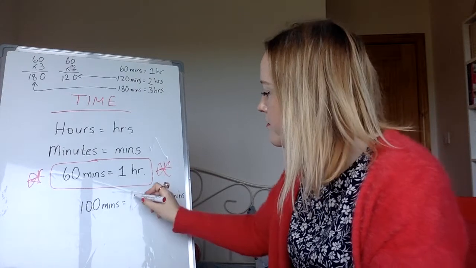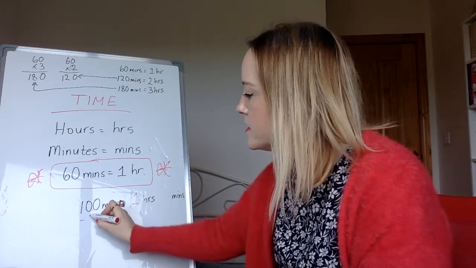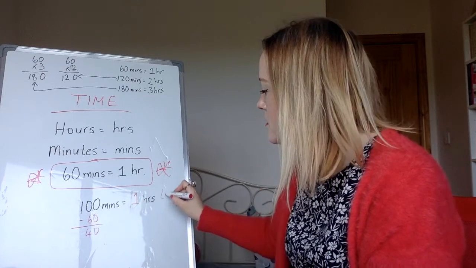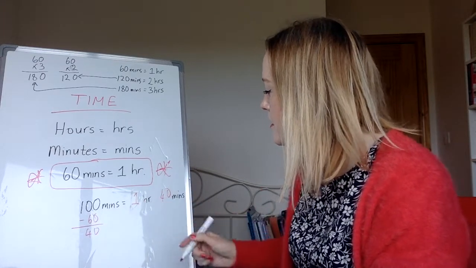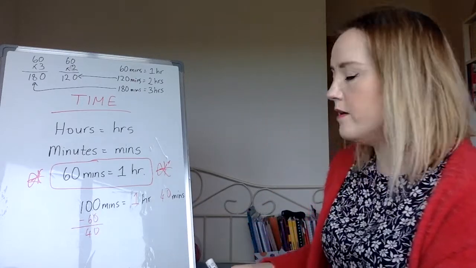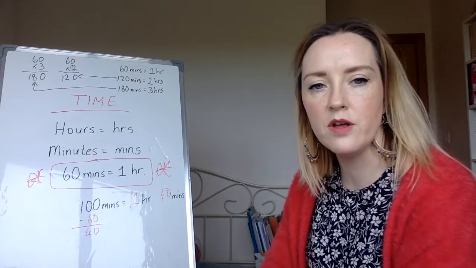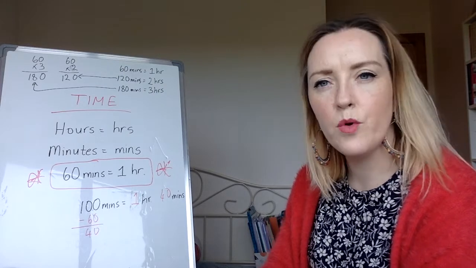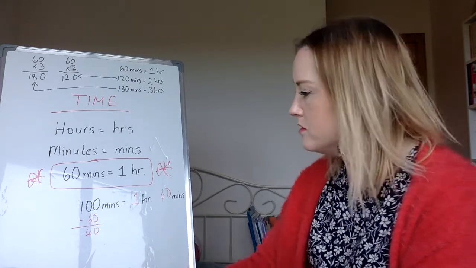So it's 1 hour. So I might minus my 60 over here. And what's left over is 40. So it's 1 hour, 40 minutes. Okay? 100 minutes is 1 hour and 40 minutes. Okay? Now, we're going to do it the opposite way around.